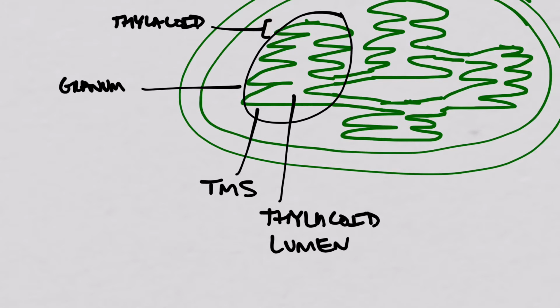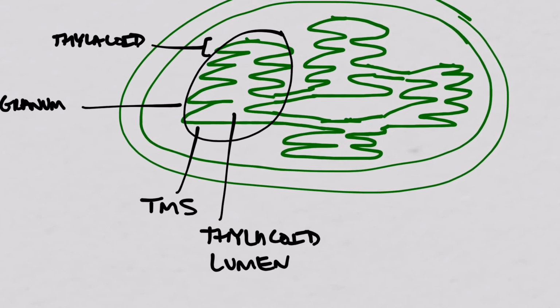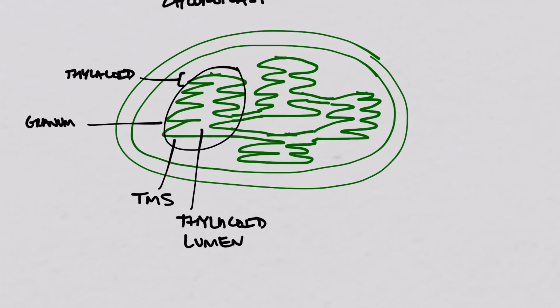Remember we saw the ER lumen earlier. Lumen is a fancy word for the inside. So this inside space is the thylakoid lumen. And outside of the thylakoid, or the TMS, but still inside the chloroplast, this space here is called the stroma.